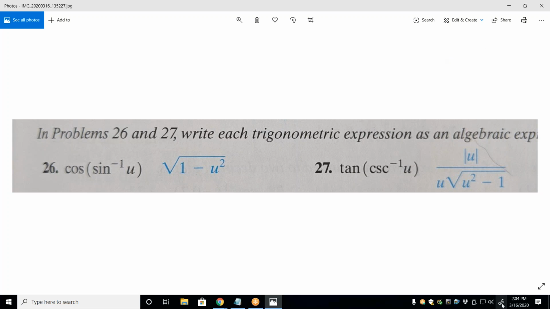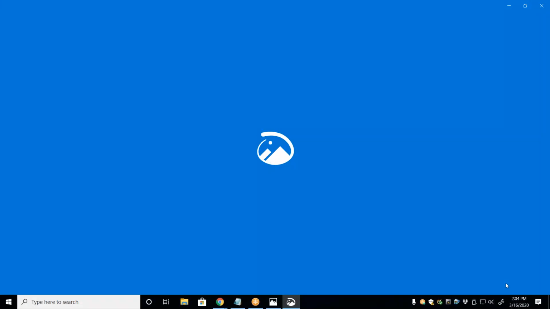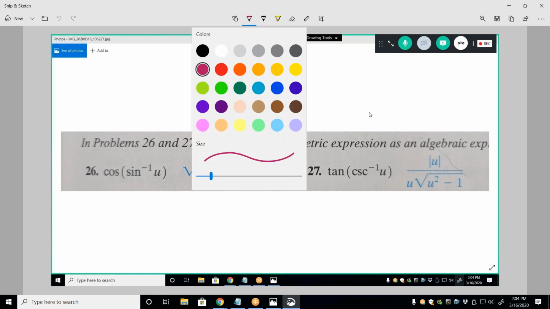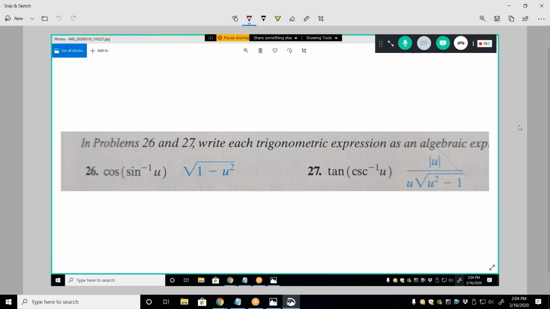Let me open my tablet so that I can write on here. Write each trig expression as an algebraic expression. And I assume the blue is the answer? Yes. Okay. So, let's see here. So, apparently there's a way to do it using triangles and geometry. Yeah. But I was trying to do it the other way.